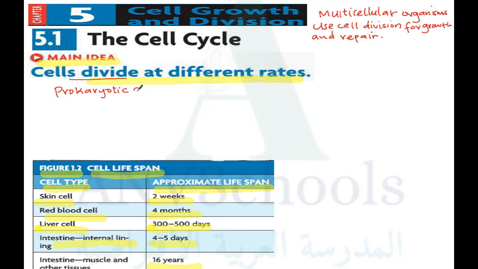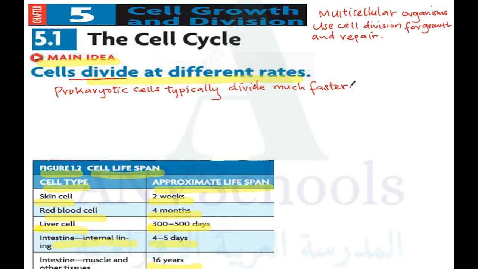Prokaryotic cells typically divide much faster. The reason why they divide much faster is because they lack membrane-bound organelles and they also lack cytoskeleton.